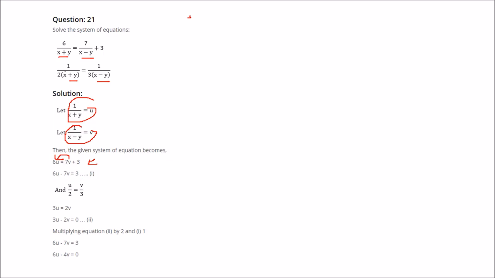Now here, u by 2 equal to v by 3. So what do you get? 3u minus 2v equal to 0. Now you can multiply this equation simply, but again I am reiterating that there is no one method. It depends on you. If I write v equal to 3u by 2, from u by 2 equal to v by 3, and put it here, 6 into 3u by 2 minus 7v.